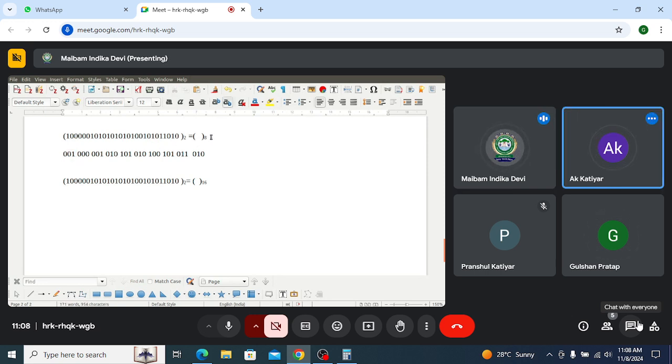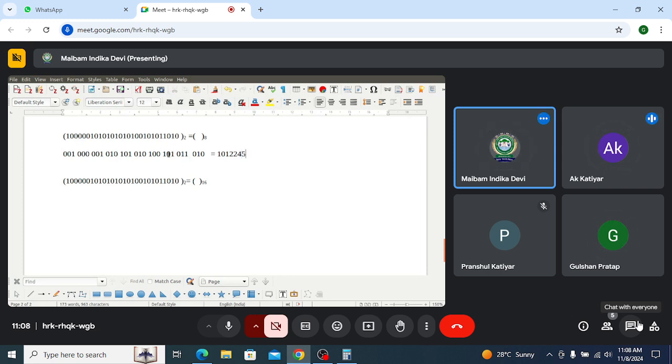Since we are doing an octal number, you write the octal equivalent of this 3-bit grouping. So 001 is what? 1. So you write 1. 000 is 0. 001 is 1. Then 010 is 2. 100 is 4. Right. Then 101 is equal to 5.